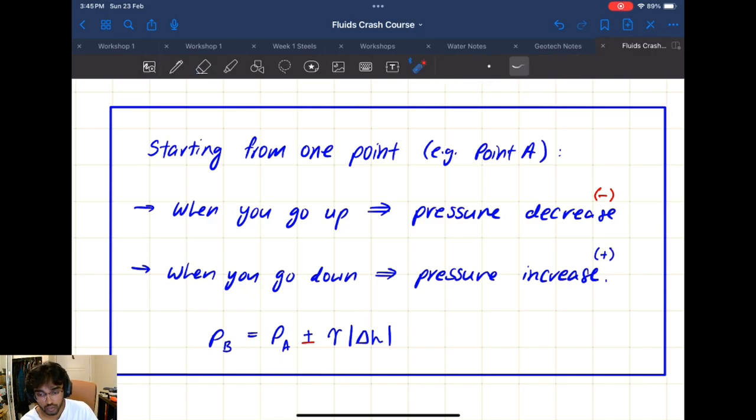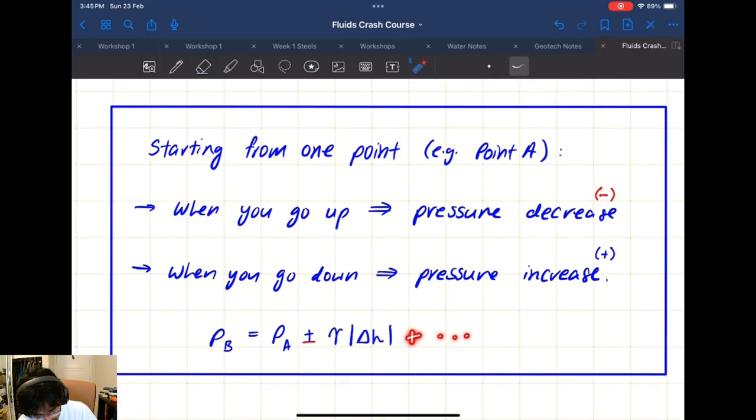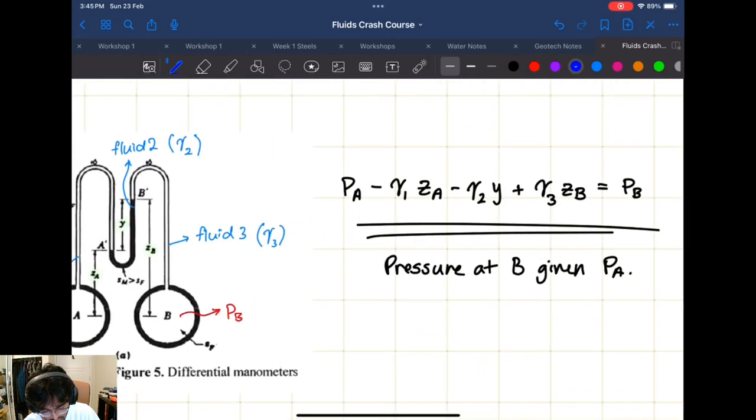As you analyze more fluids, you add more terms. You keep adding more terms for each fluid. So let's say this is for fluid 1. If you want to do another fluid number 2 times delta H, blah blah blah. Right, so this is pretty much what I've done with this one over here.